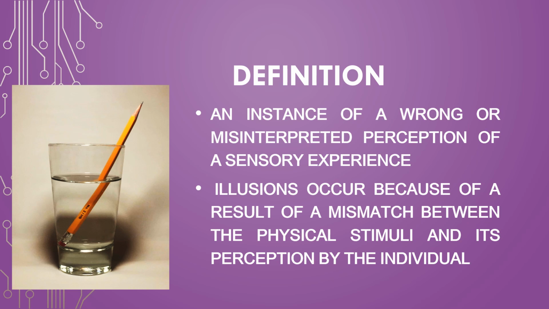Some illusions are universal and they are found in all individuals. They are also known as universal illusions or permanent illusions because they do not change with experience and practice. And the others are illusions that vary in different individuals, and they are known as personal illusions.